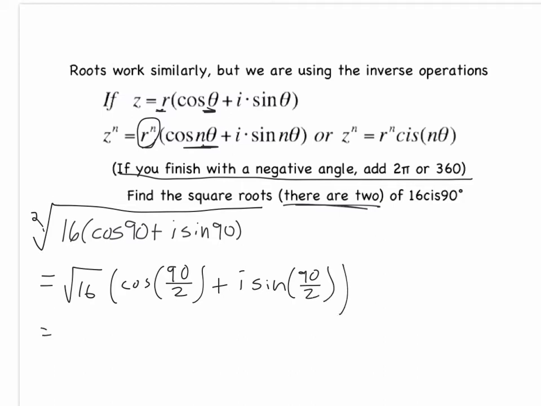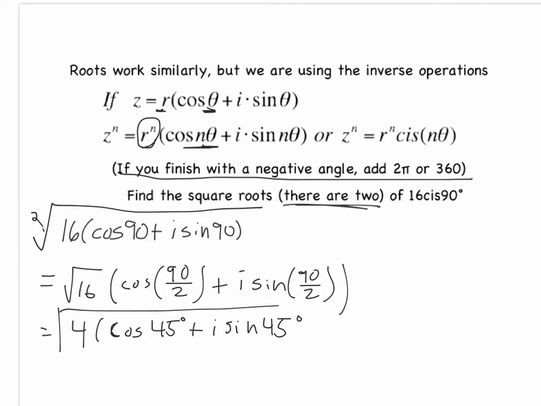Okay, well the square root of 16 we can crunch out nicely in front. Inside that leaves us with the cosine of 45 degrees plus i times the sine of 45 degrees. This is my first answer.